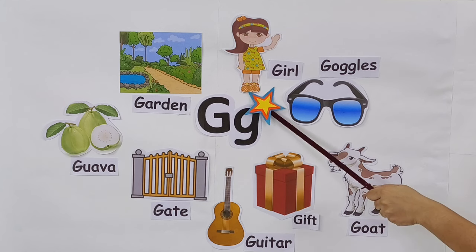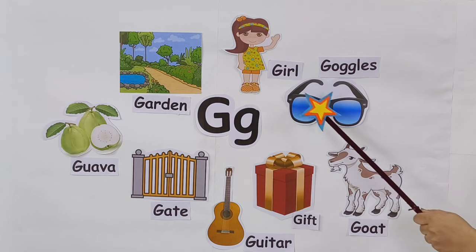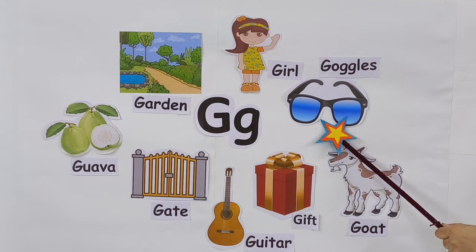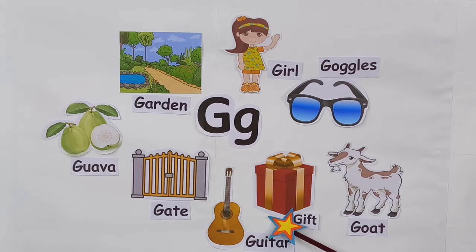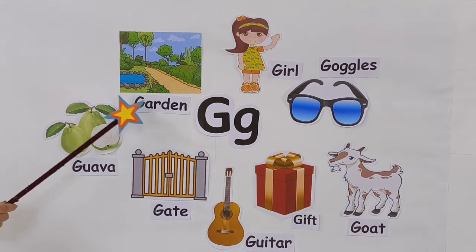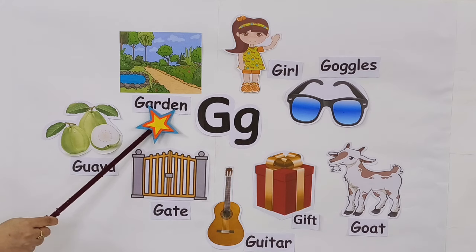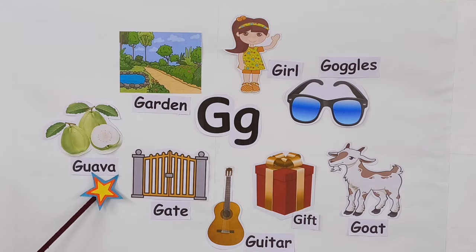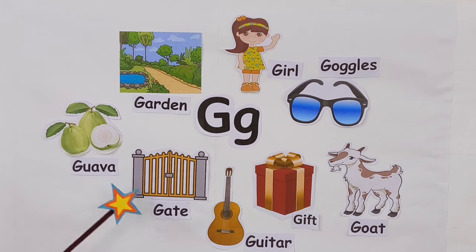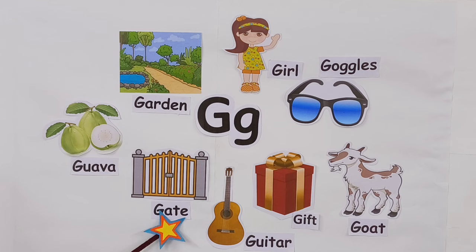G, G, girl. G, G, goggles. G, G, gift. G, G, goat. G, G, garden. G, G, guava. G, G, gate. G, G, guitar.